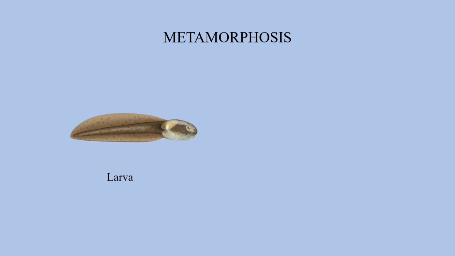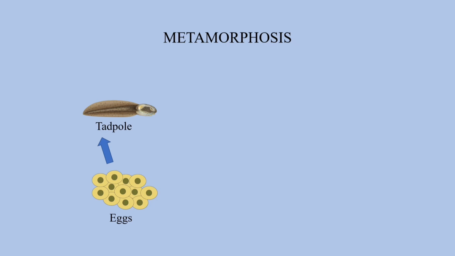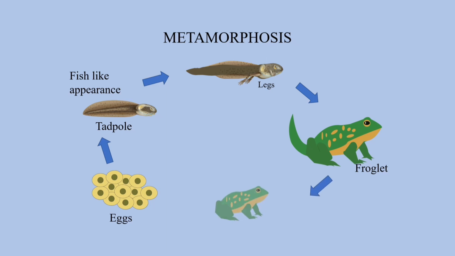Metamorphosis. The transformation of larva into an adult constitutes radical changes. The radical changes which convert a larva into an adult constitute metamorphosis. In frog, the egg hatches into a larva which is called as tadpole. The tadpole appears like a fish. It develops limbs and becomes a froglet. Then the tail resorbs. Finally, it turns into an adult frog.